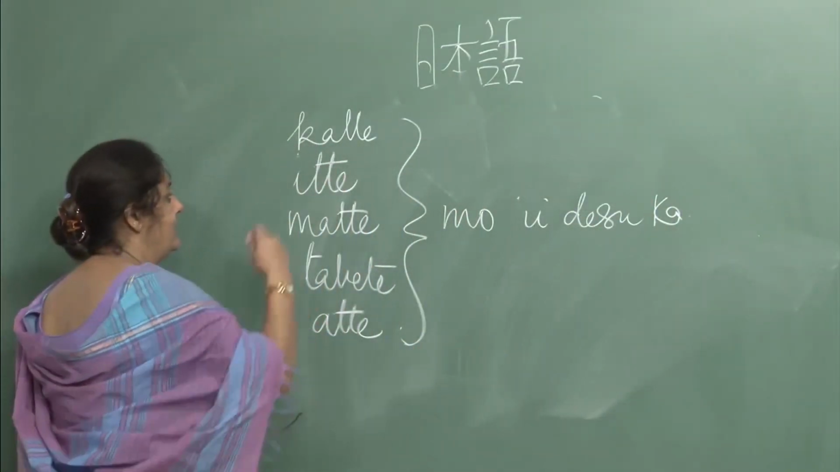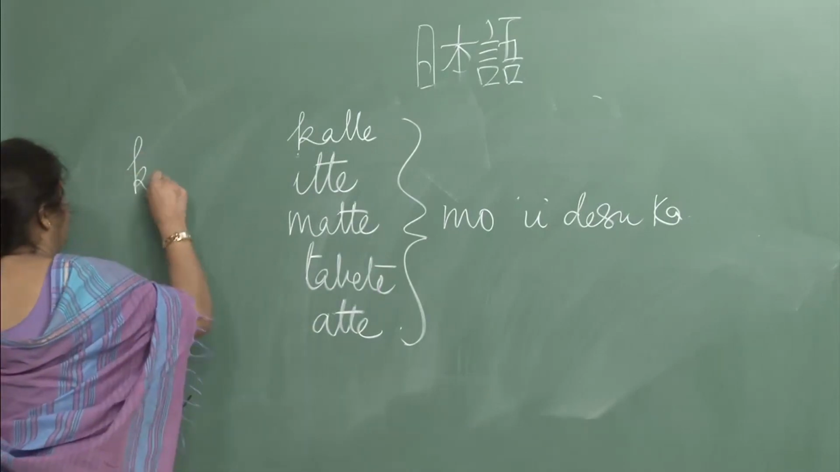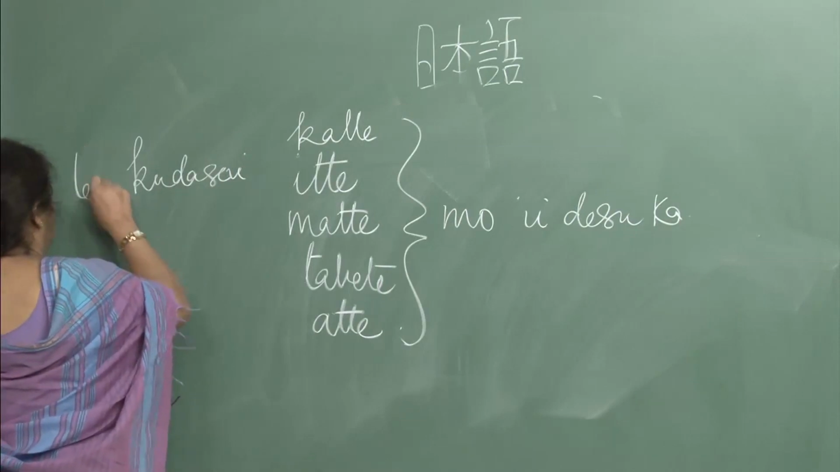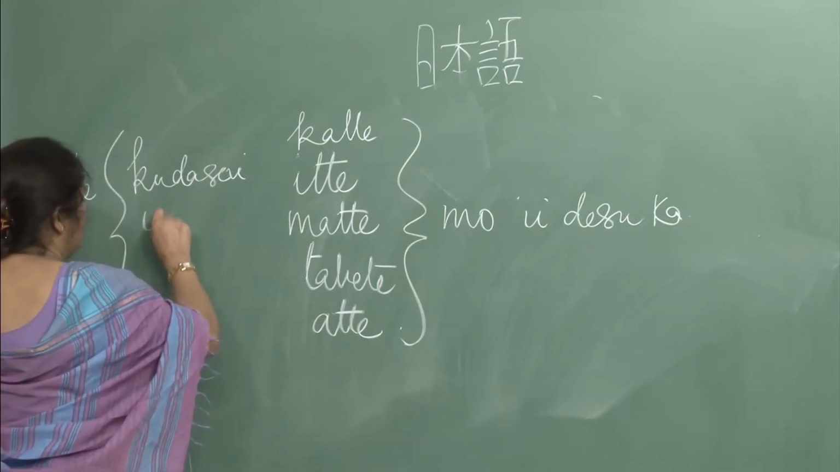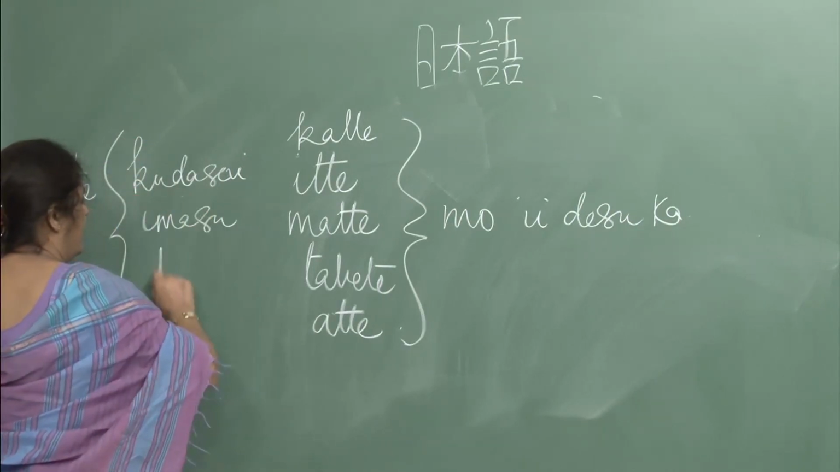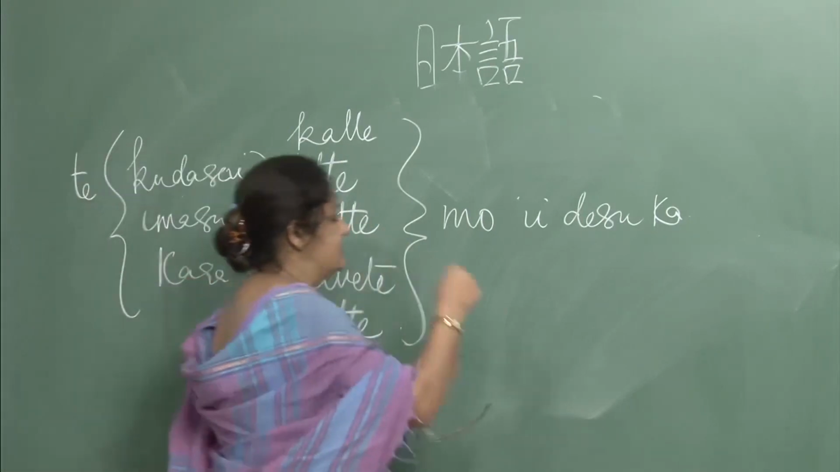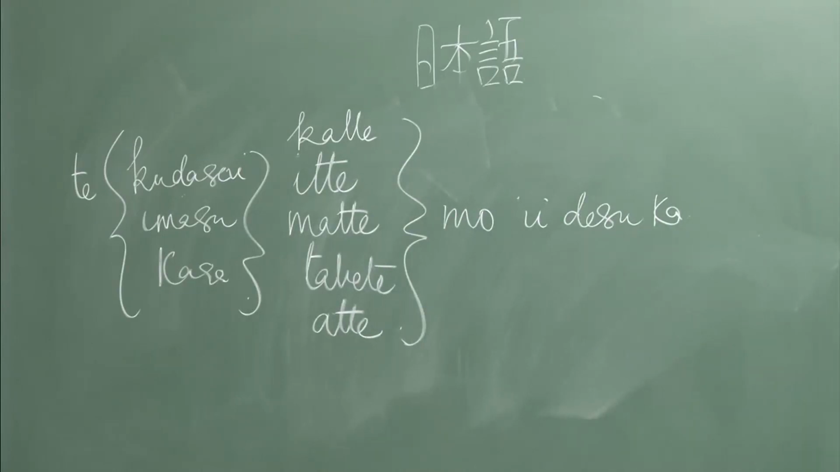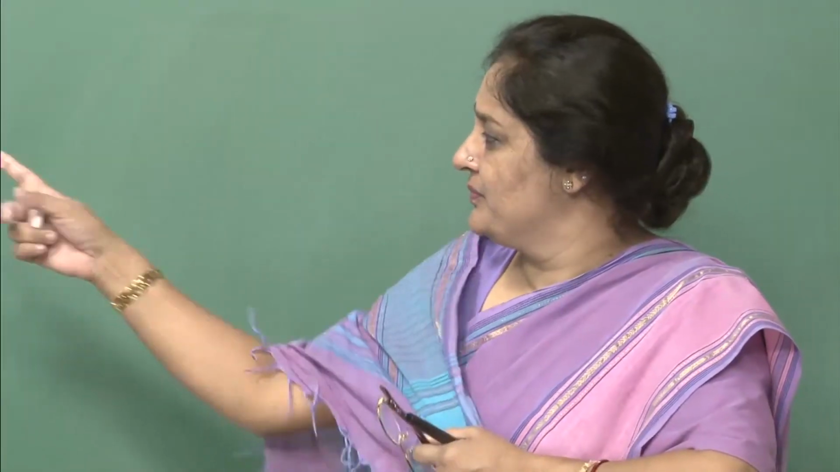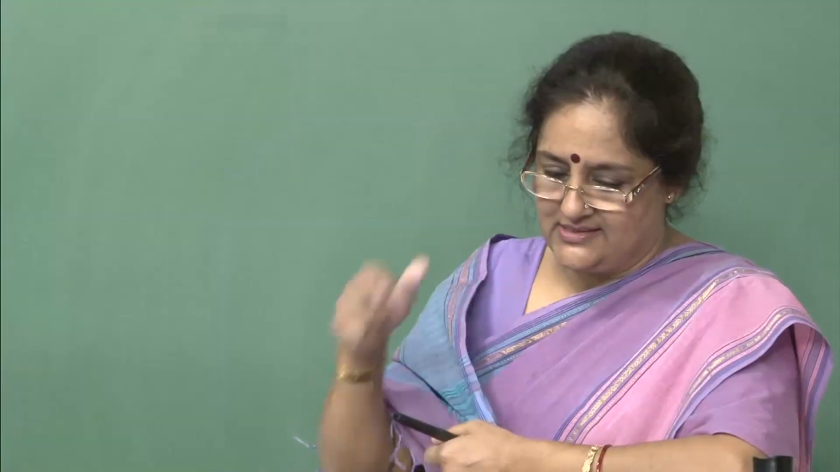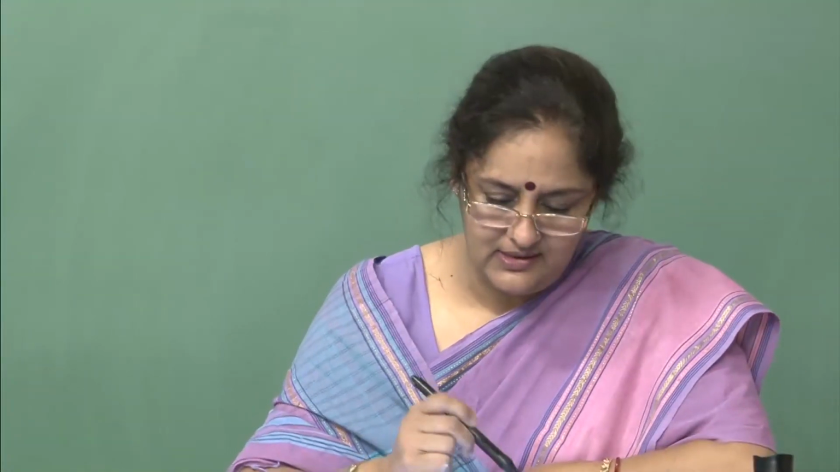The te form you have done with kudasai, te form with kudasai, imasu, kara we just did in our exercises. So, the same te form is over here, verb in te form plus mo ii desu ka. Now, practice using this te mo ii desu ka. You can see it very clearly from here.